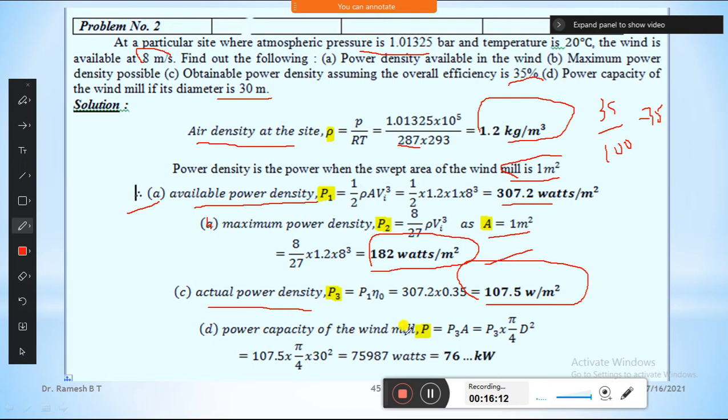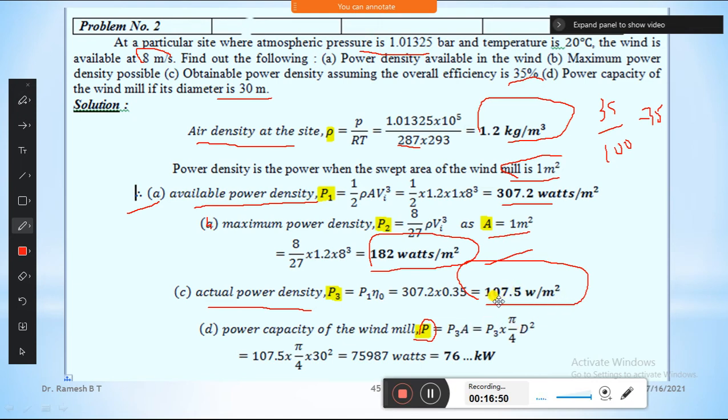And the next power, we can call it P4 or P. This power is because of the diameter of the swept area. They have given the diameter. From the diameter we can calculate the swept area; previously we assumed the swept area is 1, but here they gave the diameter, so you have to find the area, then substitute to get the final answer. So swept area A is equal to, we already know, pi by 4 d square. So P is equal to P3, that is the actual power, into area.